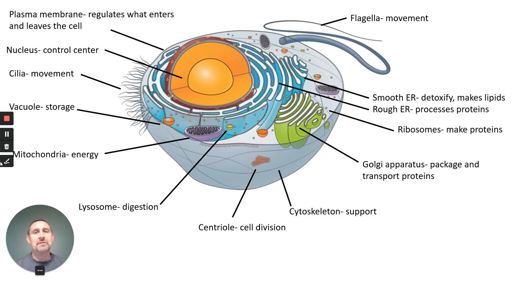And then the flagella is this long whip-like structure that helps the cells move. So for example, sperm cells have a flagella that helps them get from one place to another. So these are just some basic parts of the cell and what they do.